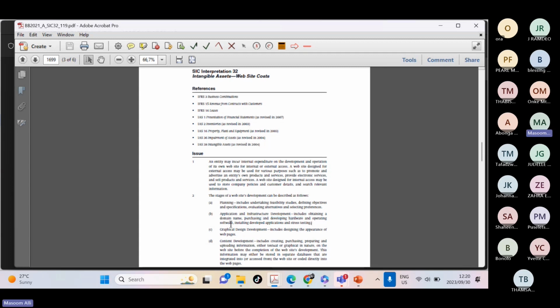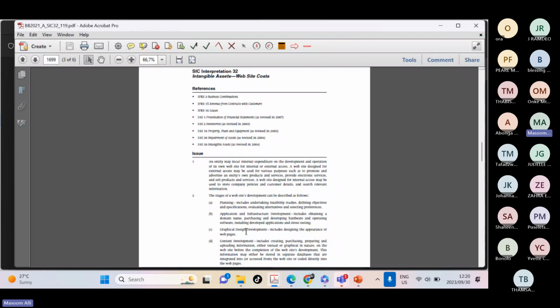Operating software is intangible, so that will be in terms of IAS 38. Installing any applications and your stress testing, that will also form part of your IAS 38. Okay, because this relates to an intangible asset. So that's basically how you will look at those costs that come there, right?